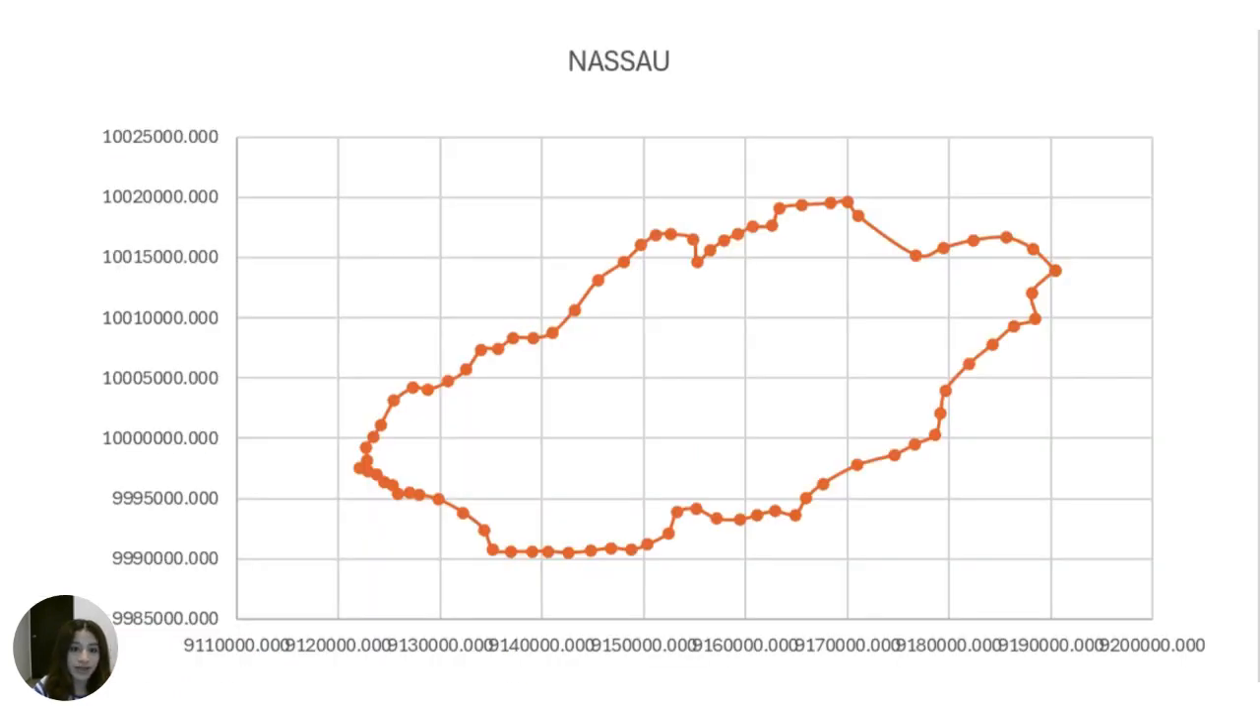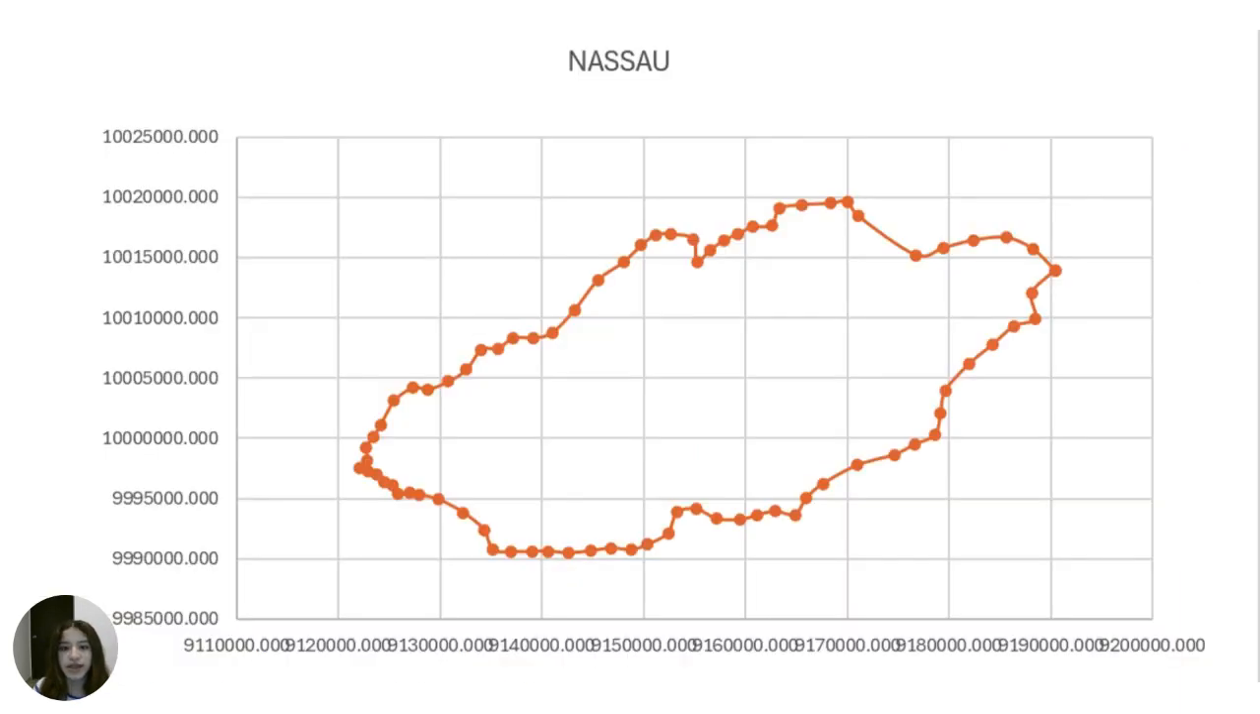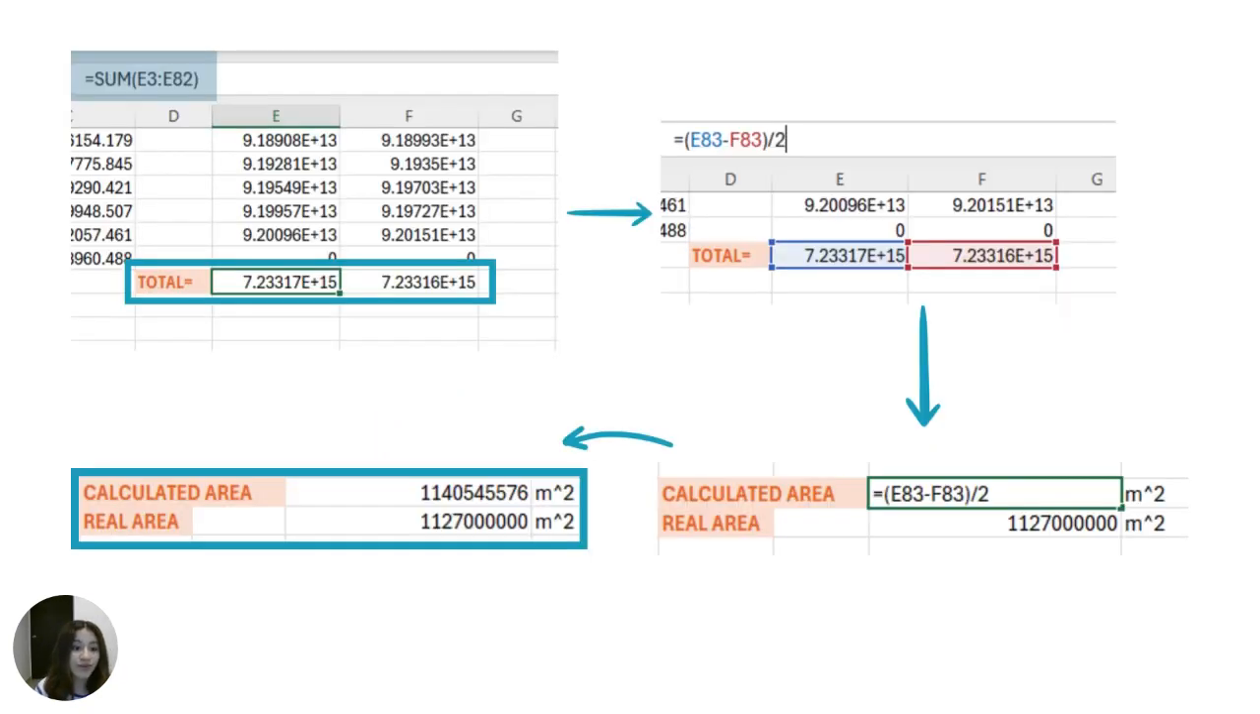Well, after applying the coordinates, in the past slide, in the points x and y, I made the table, and here we can see the perimeter of Nassau, and it's quite similar to the previous image we saw. So we have the data over there. After we have the results of those sums, we will get the calculated area. For that, we will subtract A from B and divide it by 2.